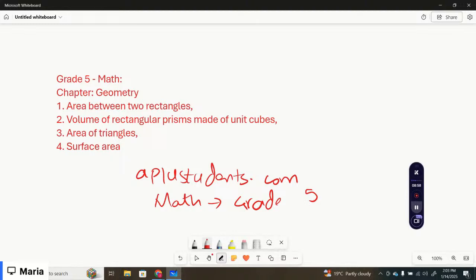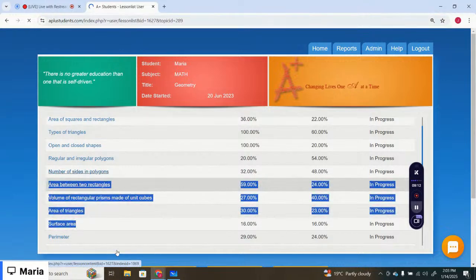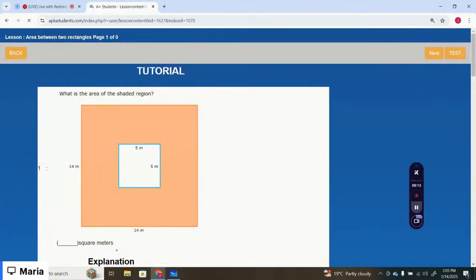So please make sure you have your notebook and pencil so that you can note down the important examples and definitions as well. I'm on grade 5 math. The chapter we're on right now is geometry. Let's just start with the lesson that is area between two rectangles.